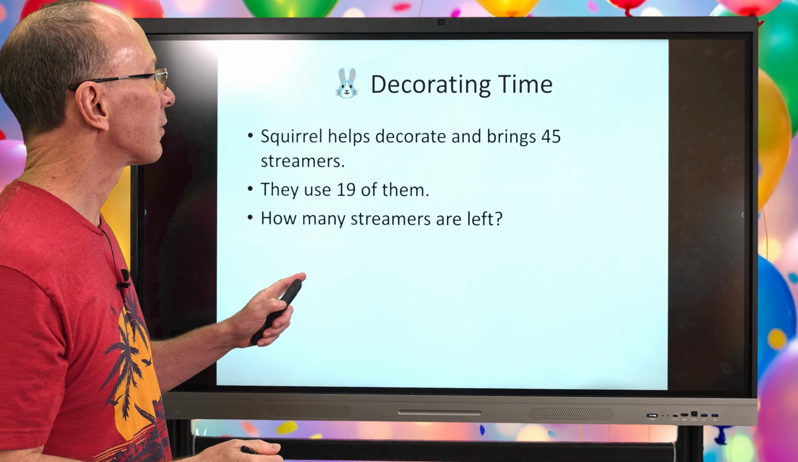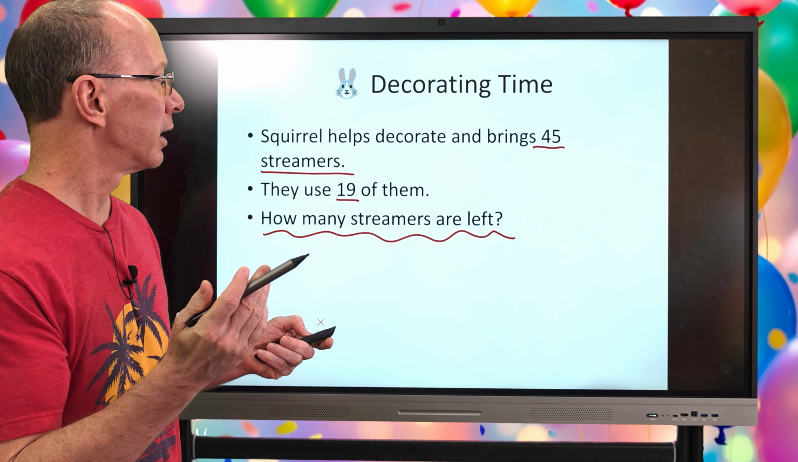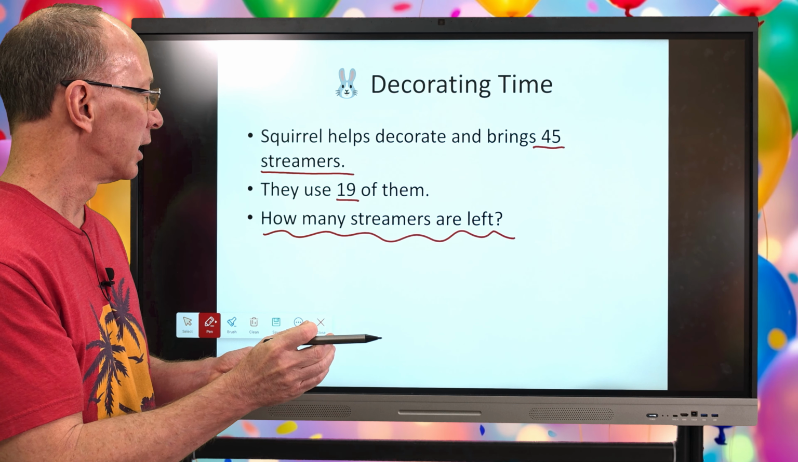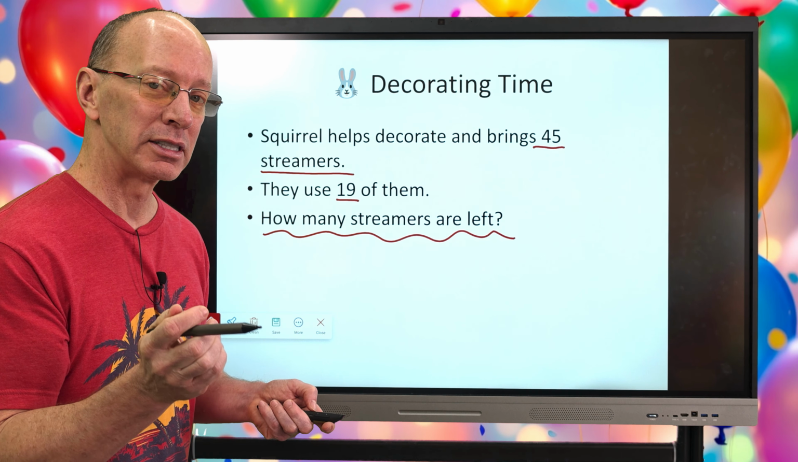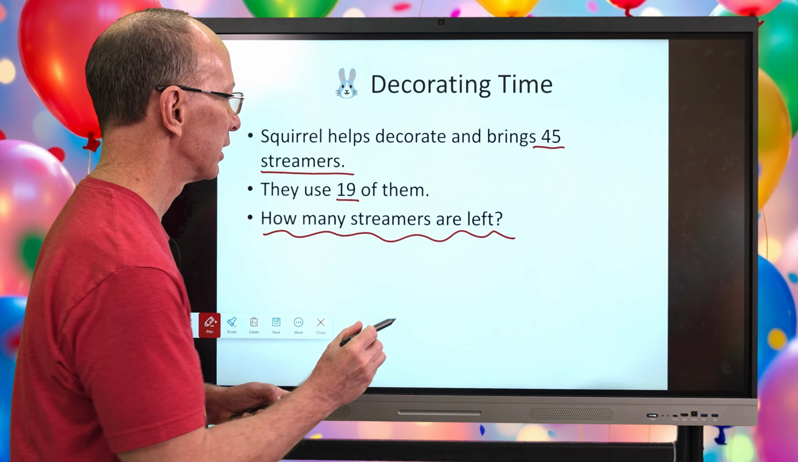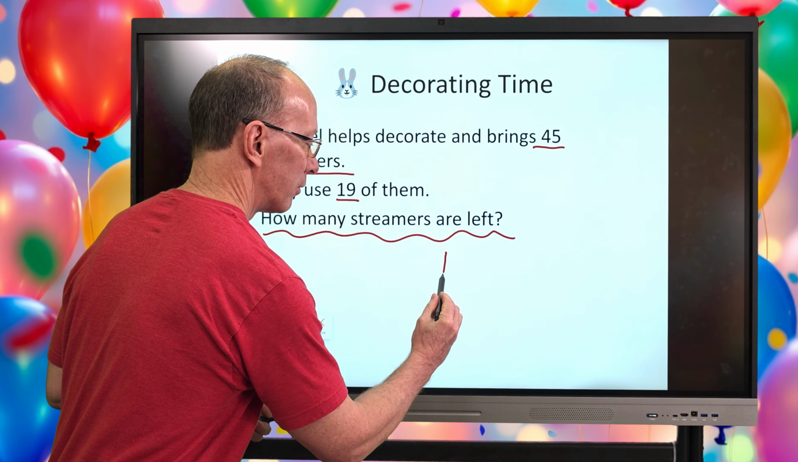Squirrel helps decorate and brings 45 streamers. So let's go ahead and underline this. 45 streamers. They use how many of them? 19. And then here's our question right here. How many streamers are left? Squirrel helps decorate and brings 45 streamers. They use 19 of them. What do you think that's going to be? Is that going to be addition or subtraction? All right, that's probably going to be subtraction. So let's go ahead and write this problem out.